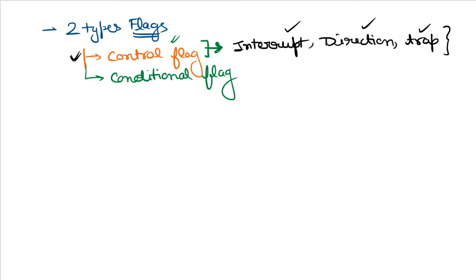Conditional flags are the flags that are actually asked in GATE. So we'll be studying conditional flags. What are the different types of conditional flags here?